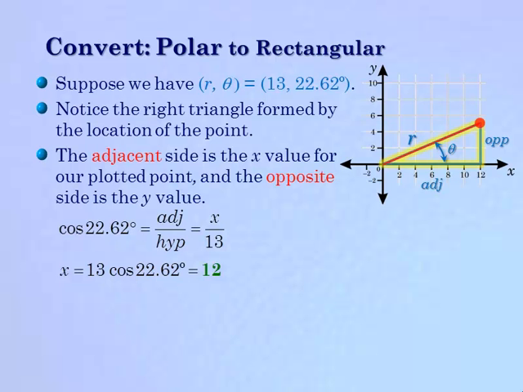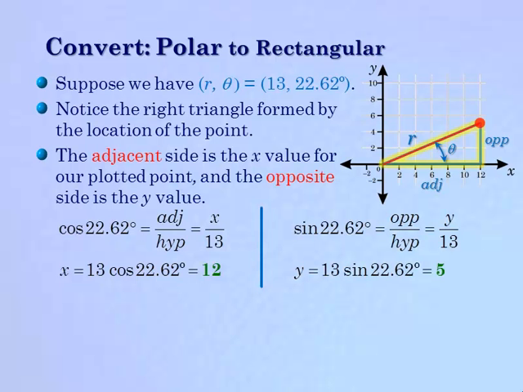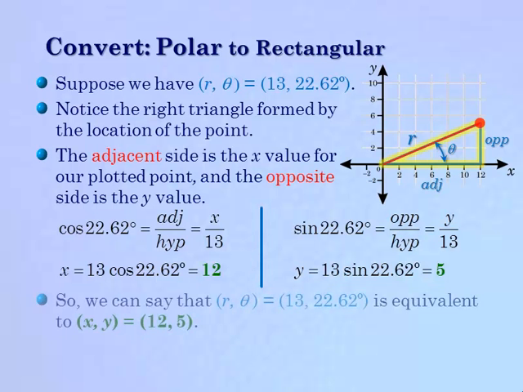Similarly, for the y-coordinate, we have the sine ratio, which is the opposite over the hypotenuse, or in this case, y divided by 13, our r value. We can calculate the sine of 22.62 and multiply that times the r value and get 5. So now we know that the r, theta value of 13 and 22.62 is equivalent to the x, y coordinate of 12 and 5. So in general, we have that x equals r cosine theta and y is equal to r sine theta.